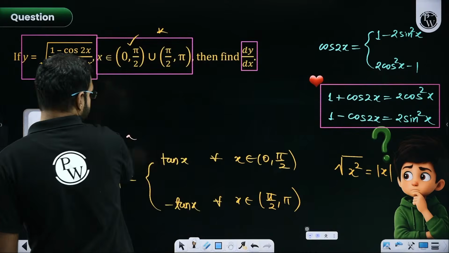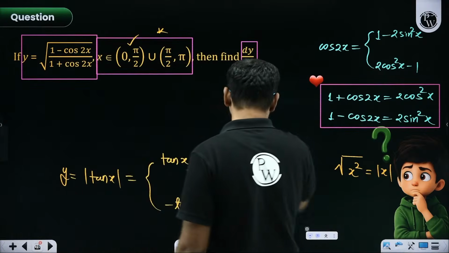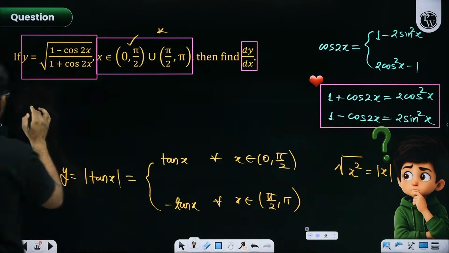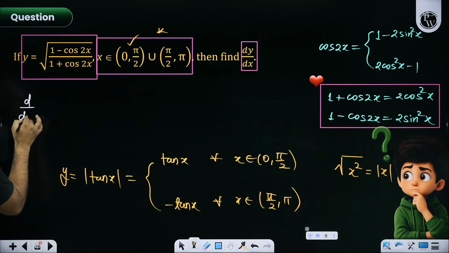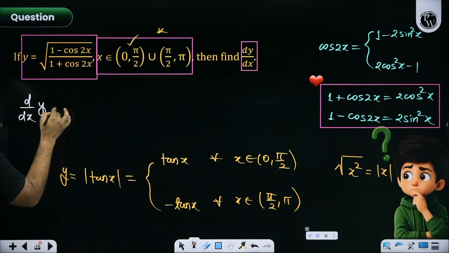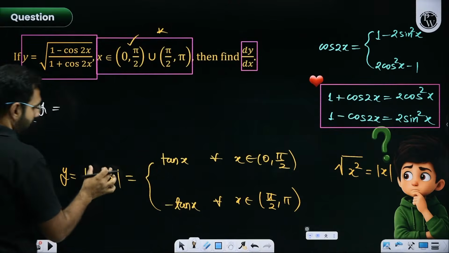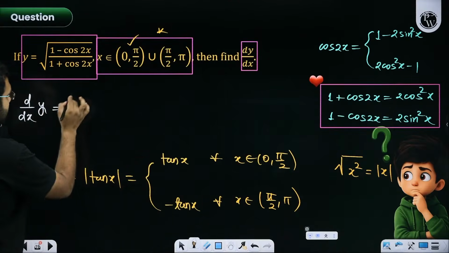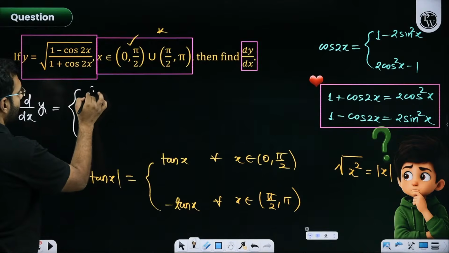Shall I, everyone? So if I continue further, what I get is, first of all, f dash x or d/dx or dy by dx I am trying to find. So that will be given by, pay attention everyone, mod of tan x, which is tan x or minus tan x. So derivative of tan x is what?